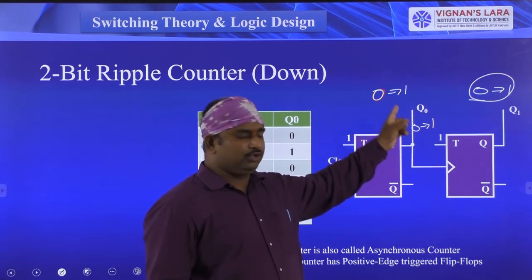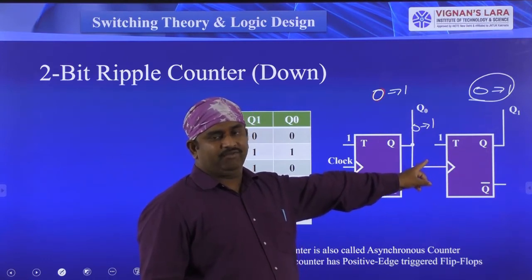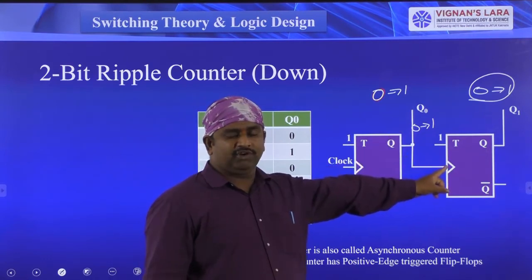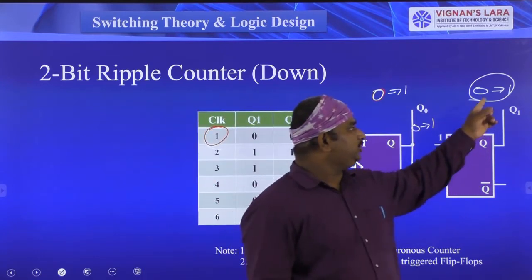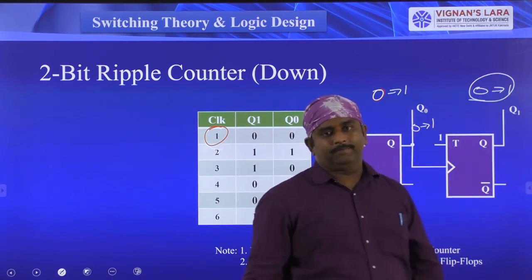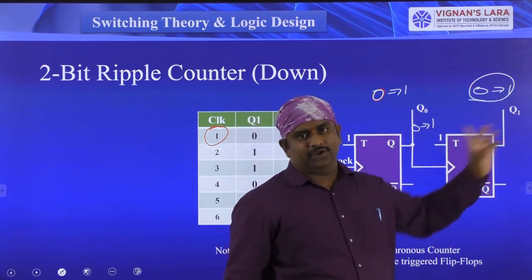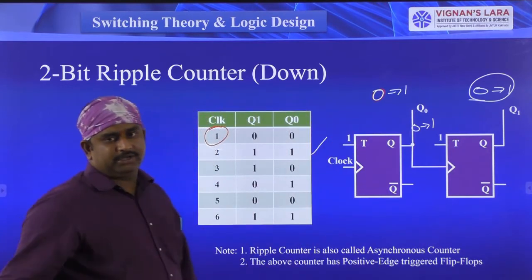When it is shifting from 0 to 1, the clock pulse of the second flip-flop is also activated. Why? Because the positive edge is used for enabling the clock signal. So this flip-flop is also going to the working condition. Now here also the output is shifting from 0 to 1. So both outputs are shifting to 1. That is what we have represented here.